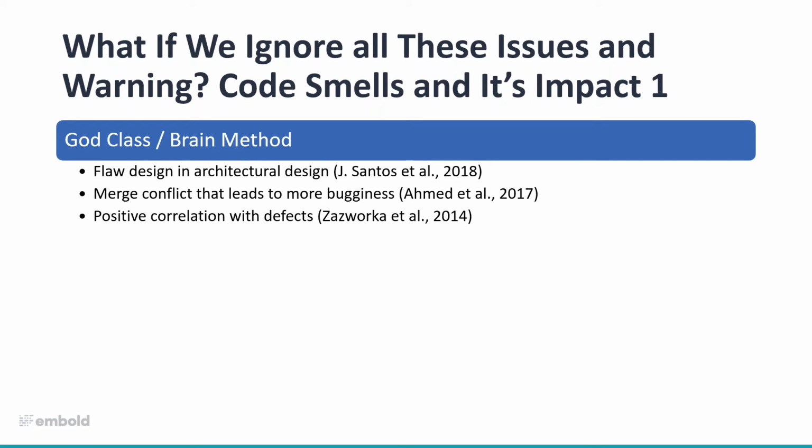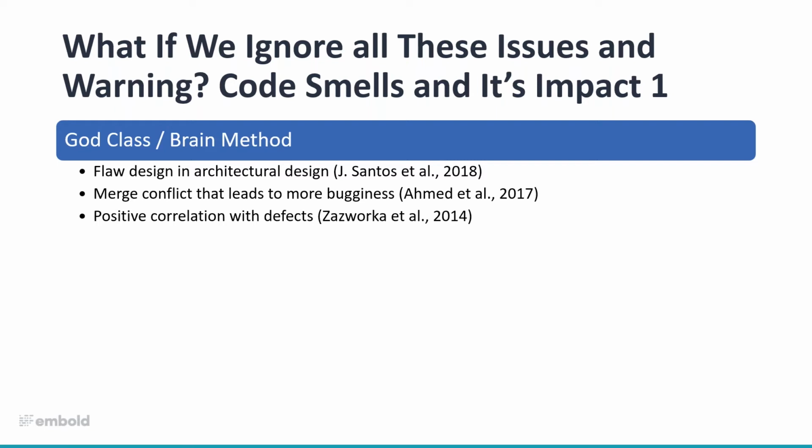So there is some research that looks at the effects of leaving a god class or brain method inside our software. The first one is flawed design in the architecture. From an architectural perspective, the god class is the worst flaw because it will jeopardize your software if we try to fix it, because it depends on all the classes out there, and if we fix this method or class, it will have a butterfly effect on others.